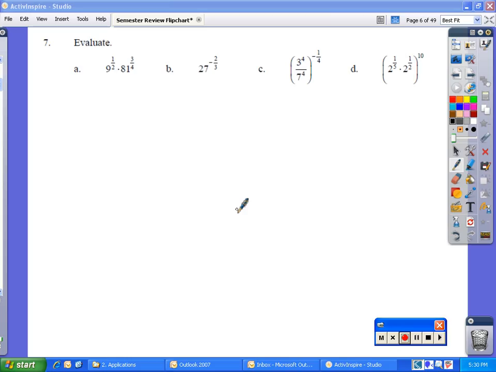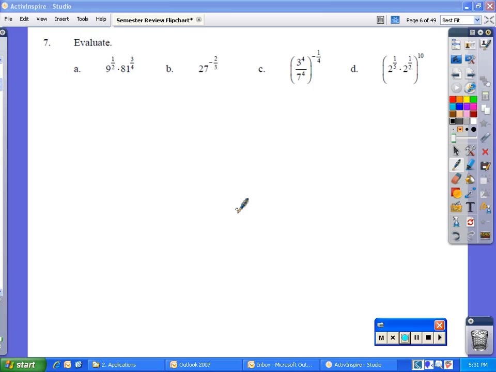On number 7, we're asked to evaluate several expressions. Notice that none of these expressions contain variables, so they can all be evaluated directly using your calculator. Just make sure that you put all fractions in parentheses. I'm going to do them without a calculator, starting with part A.